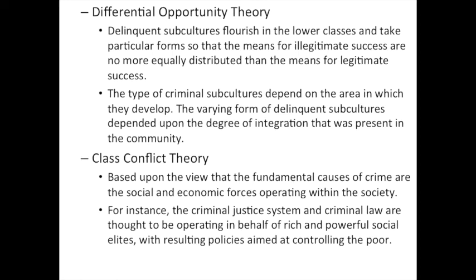Okay. Next theory is the class conflict theory. Dito ata sumikat si Karl Marx. Is based upon the view that the fundamental causes of crime are the social and economic forces operating within the society. For instance, the criminal justice system and criminal law are thought to be operating in behalf of rich and powerful social elites with resulting policies aimed at controlling the poor.